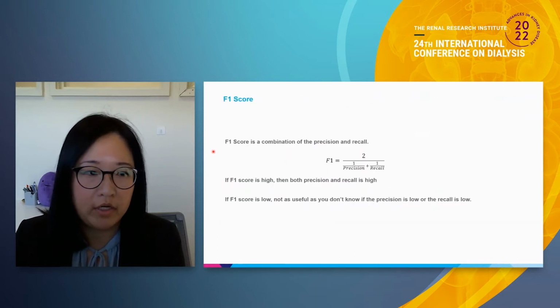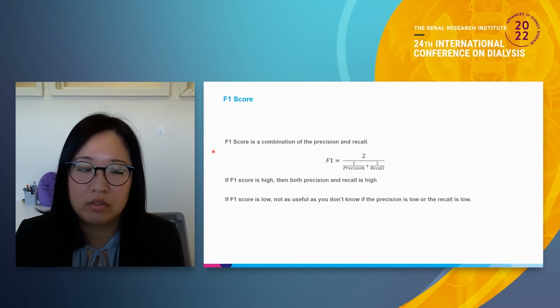F1 score is a combination of the precision and recall, and also commonly reported in literature. And it's useful because you may often want to balance precision and recall. So if you have a high F1 score, that means that both your precision and your recall are high. However, if your F1 score is low, this is not as useful because you don't know whether it's the precision or the recall that is low.